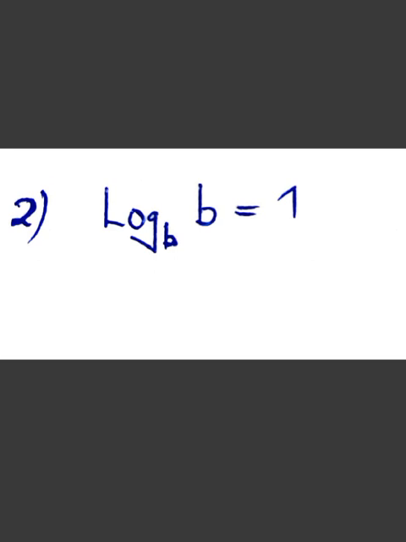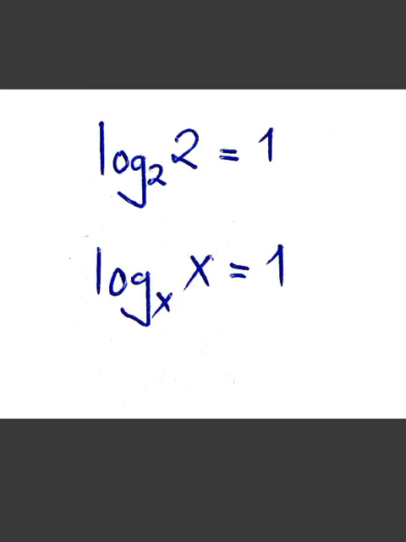The second property states that the logarithm of a number b to the base of the same number b is always equal to 1, right? The logarithm of a number, for example 2 to the base 2, is always equal to 1. Let's look at some examples. The logarithm of 2 to the base 2 is equal to 1. The logarithm of x to the base x again is equal to 1. Have you seen that logarithms are simple, right? I'm sure by now you're even thinking that you can get 100% under this topic. So let's look at another property.